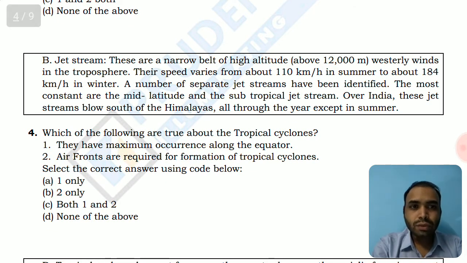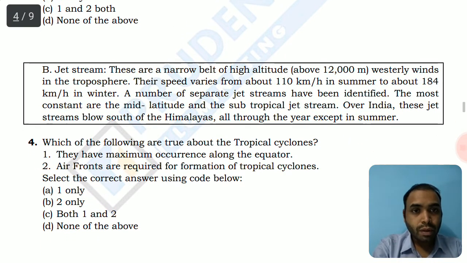Which of the following is true about the tropical cyclones? So tropical cyclones are very destructive and they hit the tropical areas. Let's read the options first. They have maximum occurrence along the equator. This option is not correct because the Coriolis force on the equator is theoretically zero. So there is no possibility of a revolving eye formation in the area of the equator. So they are mostly in tropical and subtropical regions.